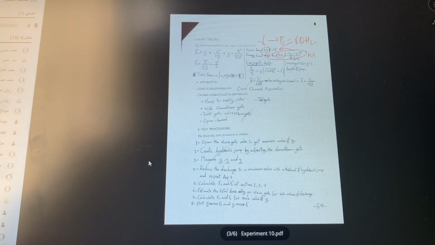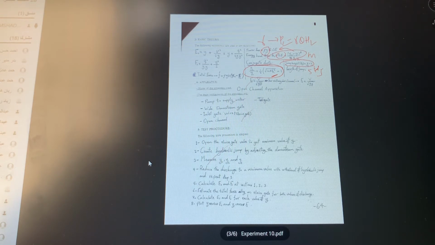Now there is a relation between Y1 and Y2, the depth before the jump and after the jump, which is called the conjugate depth. Y2 over Y1 is equal to 1 by 2 times the square root of (1 plus 8 Froude number 1 squared) minus 1. Jump length is equal to 5 times the height of the jump. Normally the length of the jump remains 5 times the height of the jump.